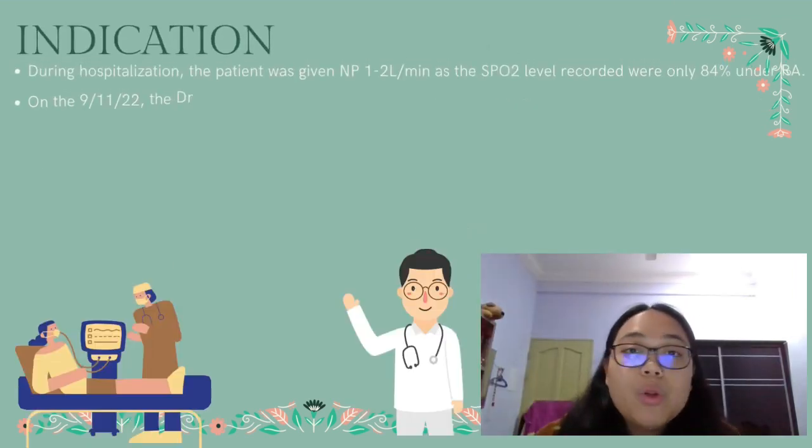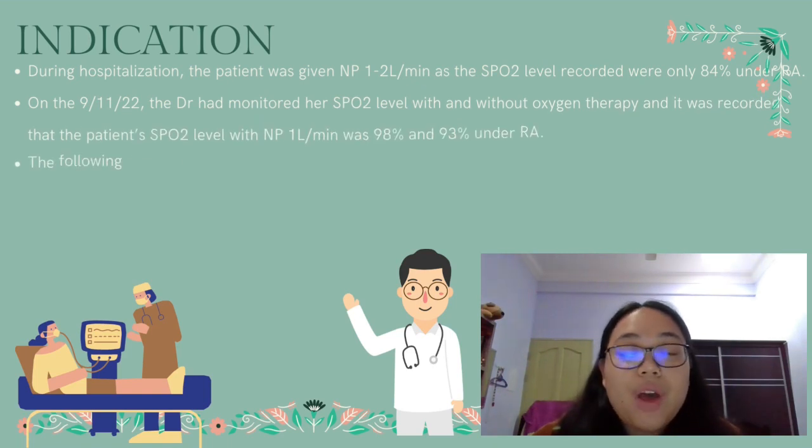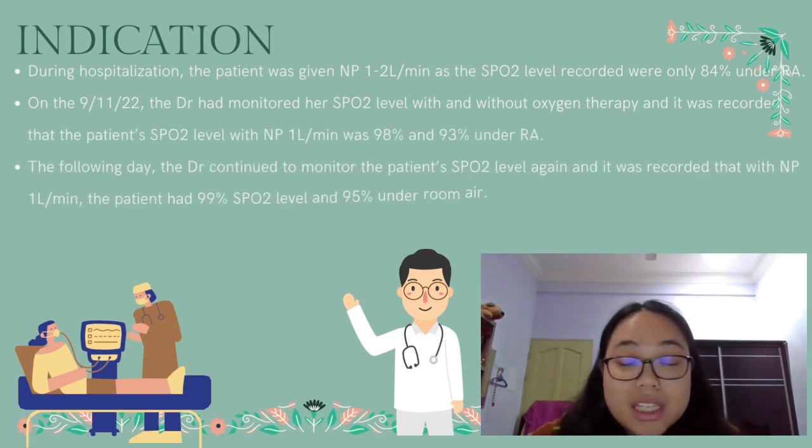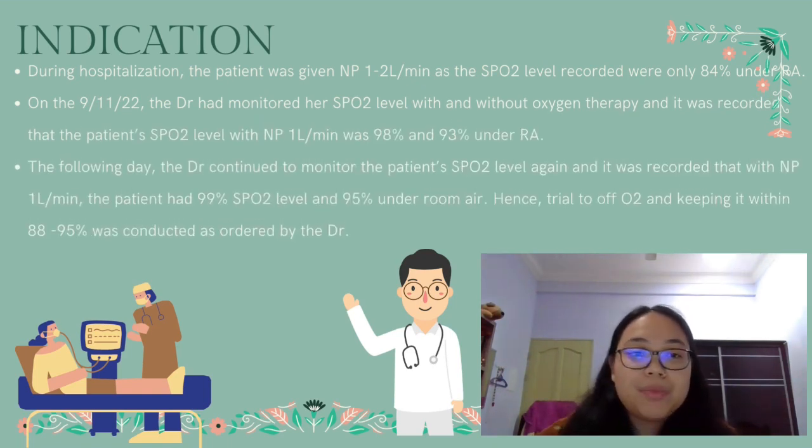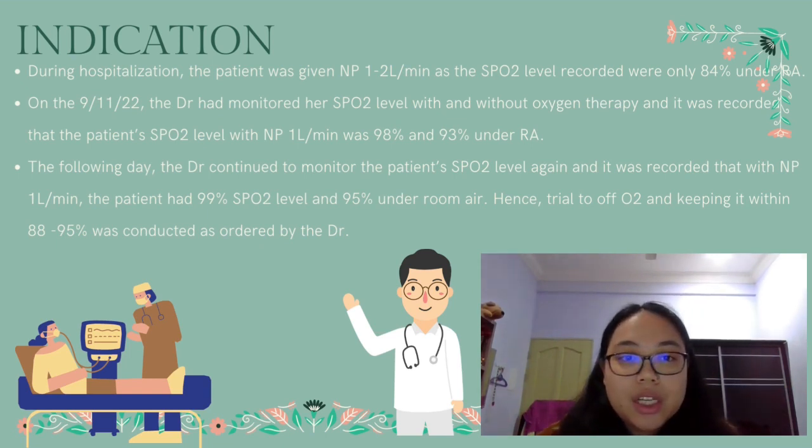Moving on, I will be presenting on the indications of how and why the treatment is discontinued or finished. During hospitalization, the patient was given nasal prong 1 to 2 liters per minute as the SpO2 level recorded was only 84% under room air.